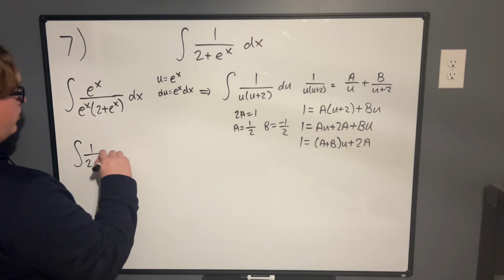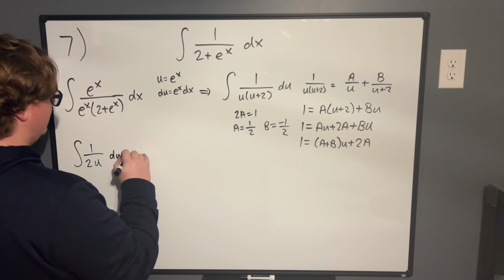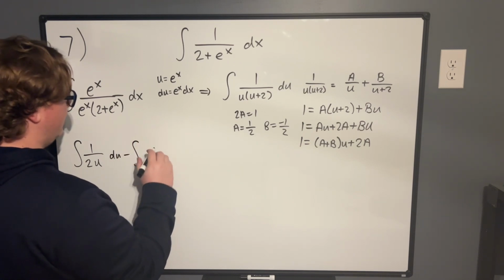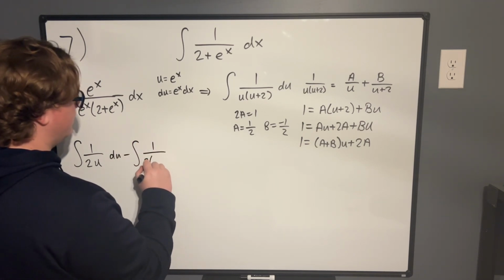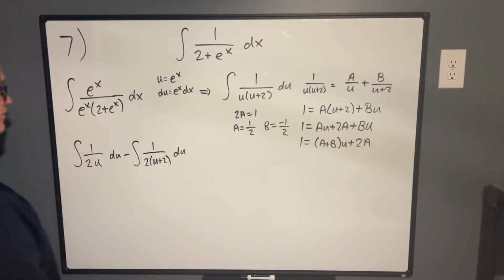And then we'll go ahead and split the integrals up here as well. We have negative 1/2, so we're going to have minus the integral of 1 over 2 times u plus 2 du. So this was me splitting it up into the partial fractions. I didn't show that step because we did it on the last one. It's exactly the same thing, and we're splitting those integrals up.